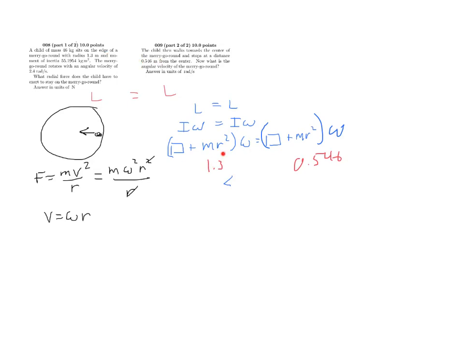So you're going to use this radius here, and you can use this radius here, and the moment of inertia of the merry-go-round itself stays the same. So you have an initial omega that they're given in radians per second, and you've got a final omega. So you've got to solve for your final omega, and I think you can take it from here.